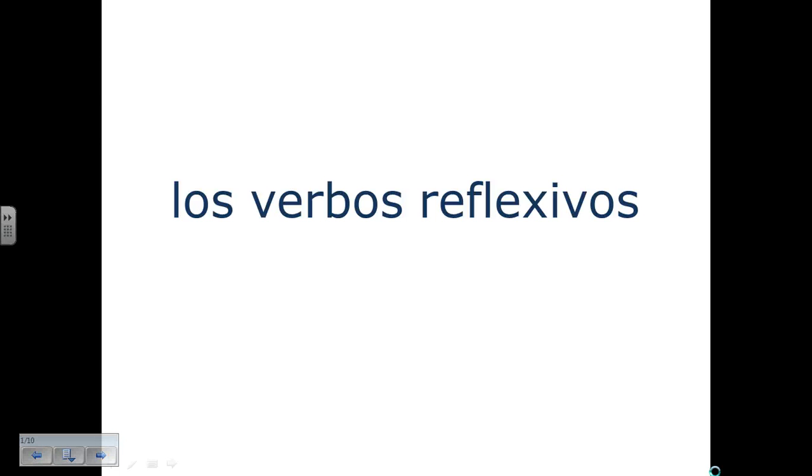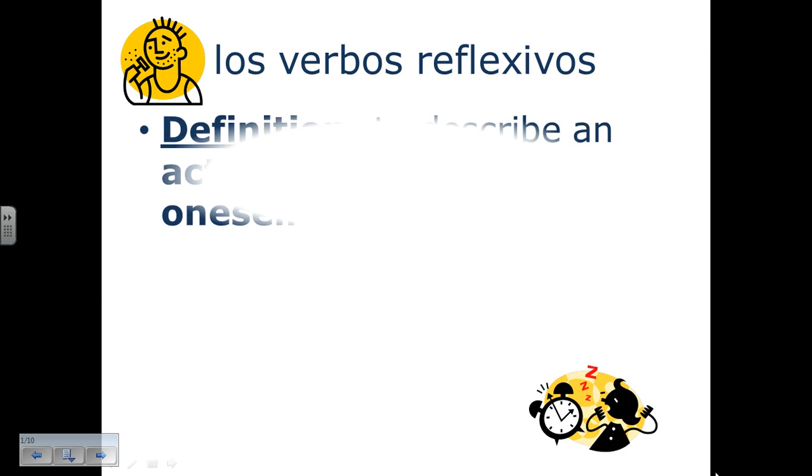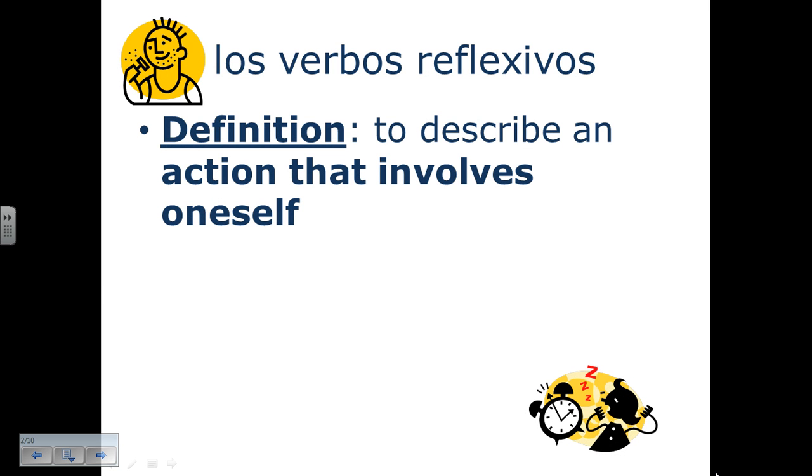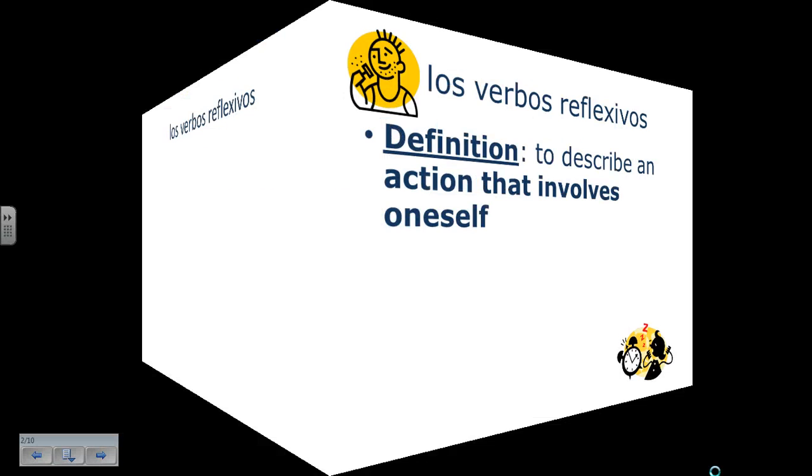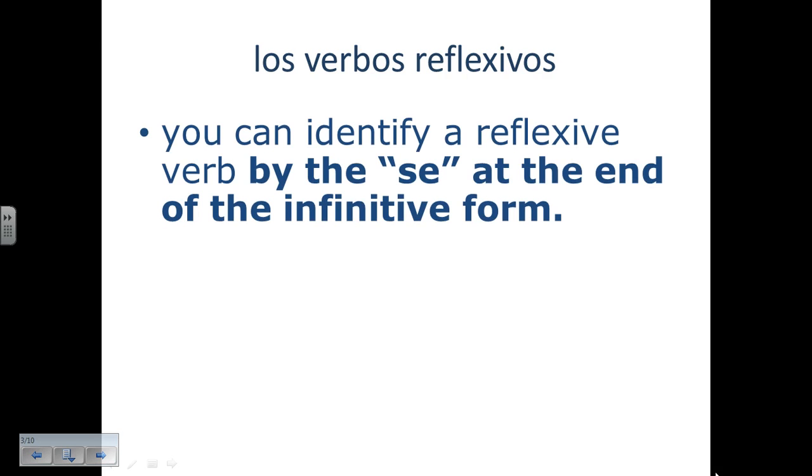Alright, let's get started. First of all, let's figure out what is a reflexive verb. By definition, a reflexive verb describes an action that involves oneself. So the person doing the action and receiving the action are in fact the same. On your vocab list, you can identify these reflexive verbs by the se at the end of the infinitive form. So, for example, afeitarse, that se at the end indicates that it's a reflexive verb.